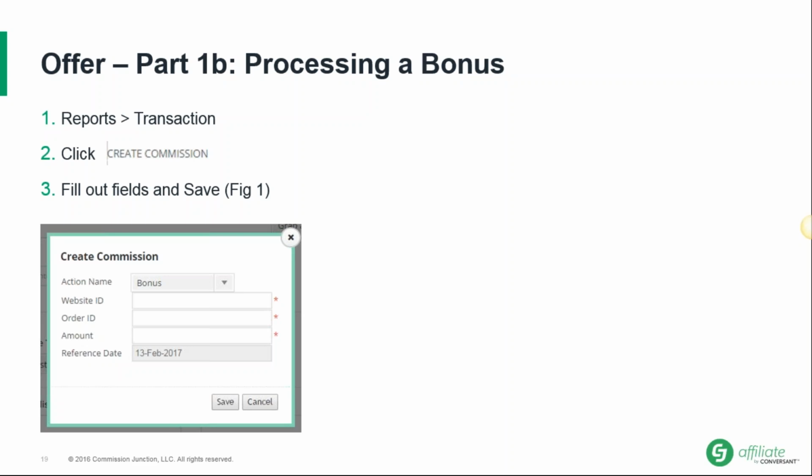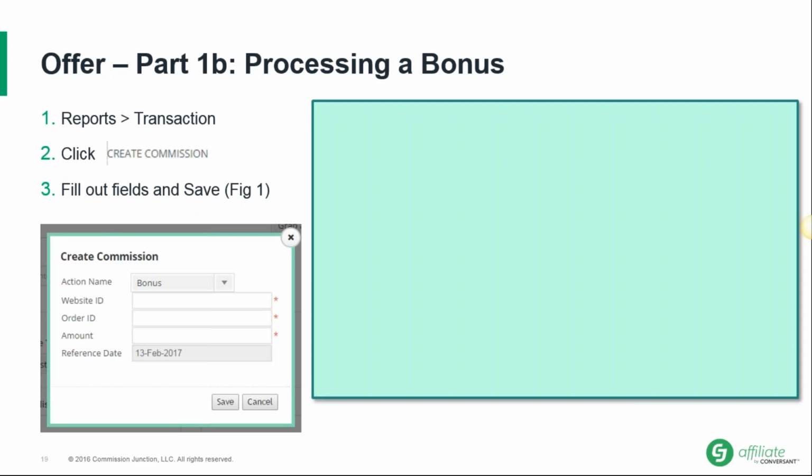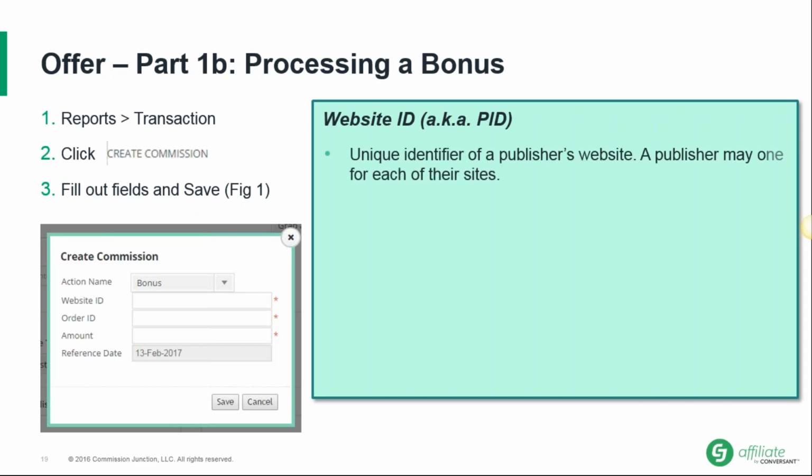As a quick refresher for the fields you'll encounter, let's take a look at some definitions. First is website ID, also known as PID. This is a unique identifier of a publisher's website. A publisher may have multiple PIDs, one for each website in their account, or maybe even more. You can pick the one for their main site, assuming they haven't specified otherwise to you.